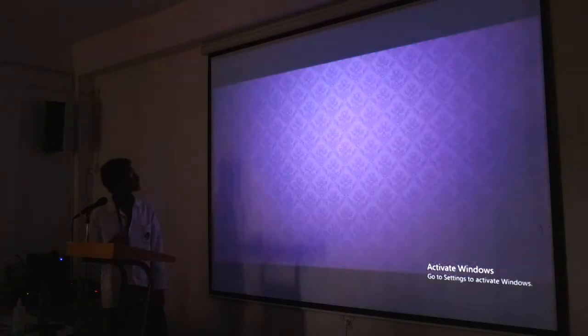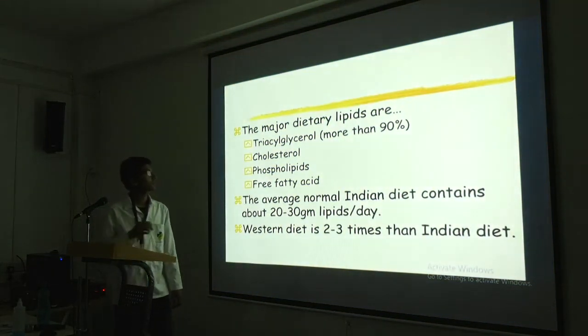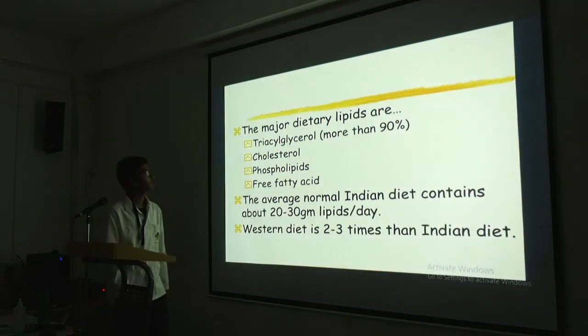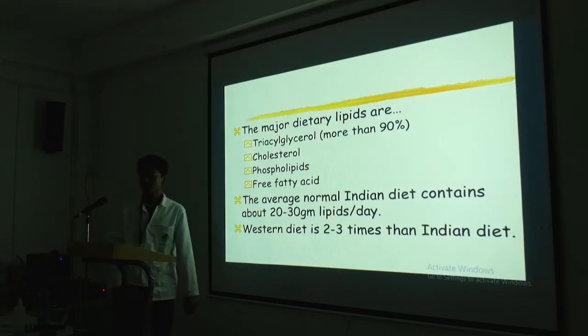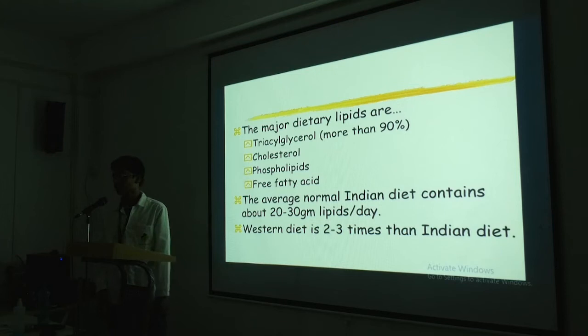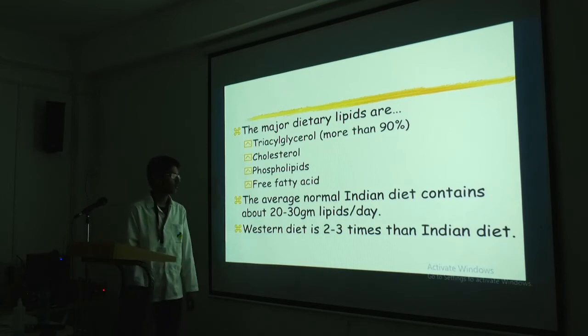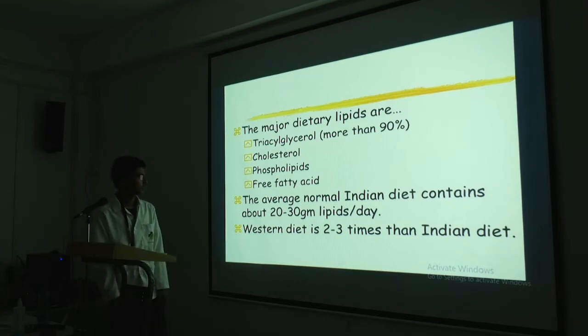So the next is the sources. More than 90% are from triacylglycerol, then cholesterol, free fatty acids, and phospholipids. The average normal Indian diet contains about 20 to 30 grams of lipids per day, and the Western diet is 2 to 3 times that of the Indian diet. So it means Westerners eat more lipids.